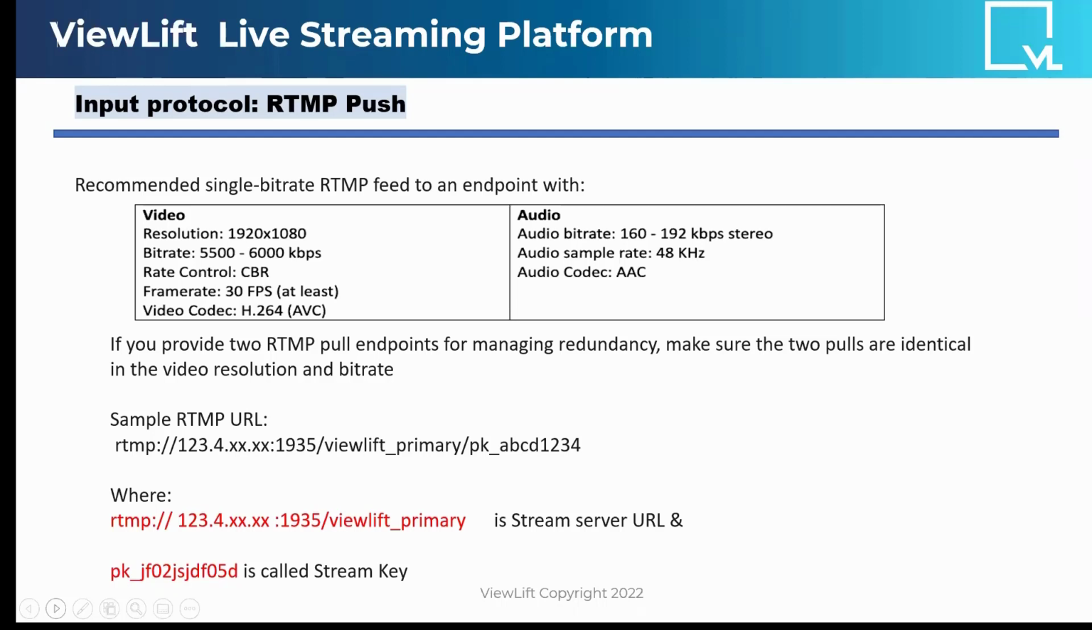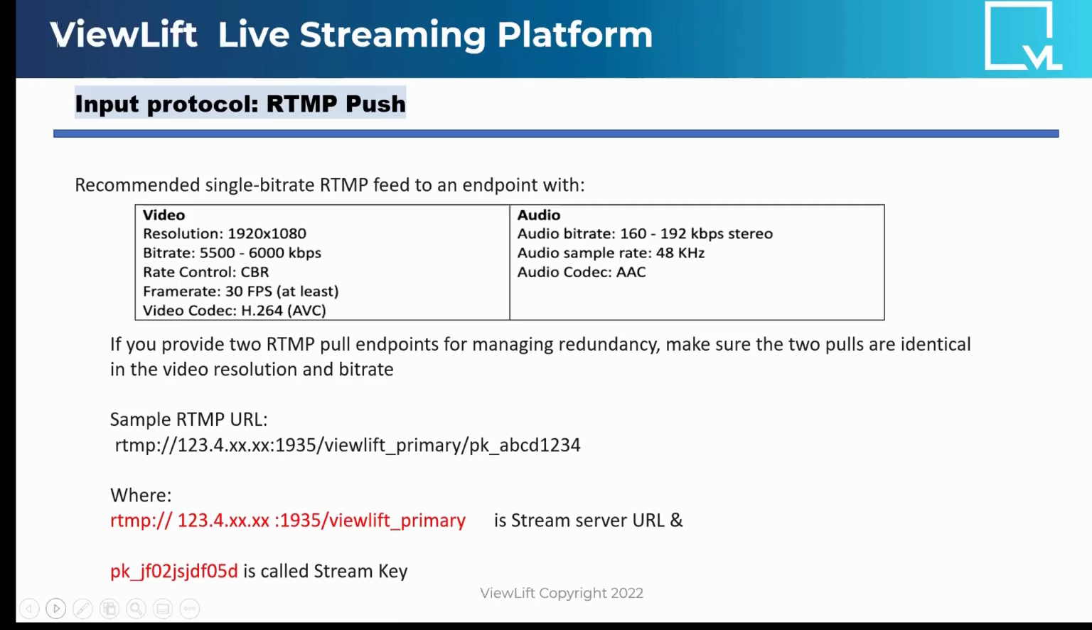We support the video codec H.264 AVC, advanced video coding, that is MPEG-4. The audio bitrate would be between 160 and 192 kbps, or you can increase or reduce it; starting from 128 kbps is also acceptable with good audio quality, with a sampling rate of 48 kilohertz. But please ensure that the audio codec is advanced audio codec, AAC.